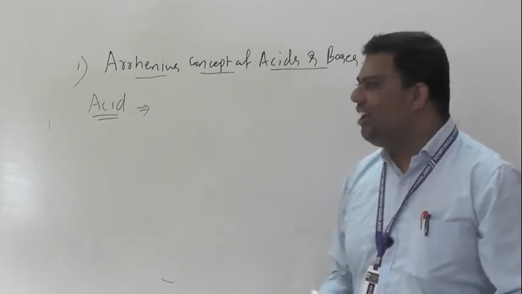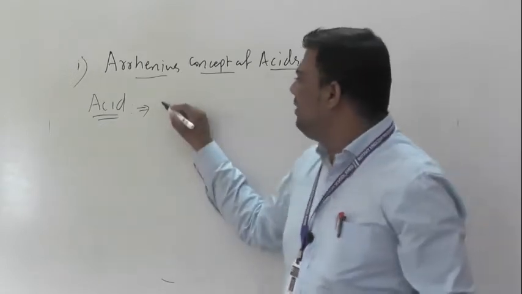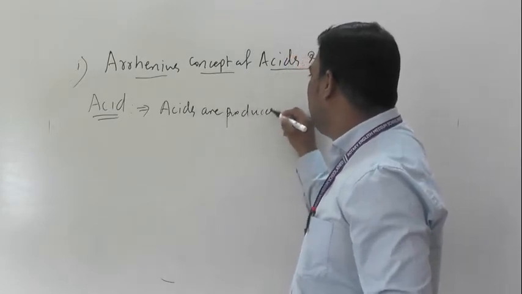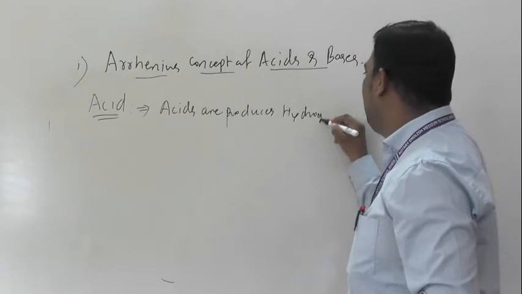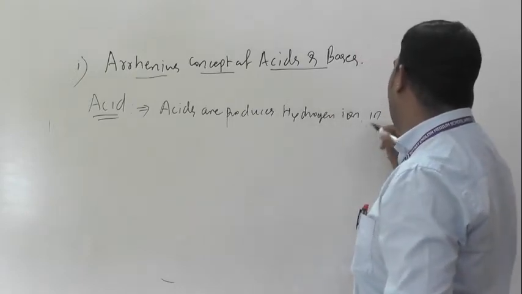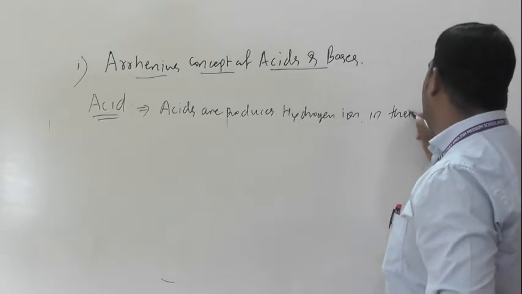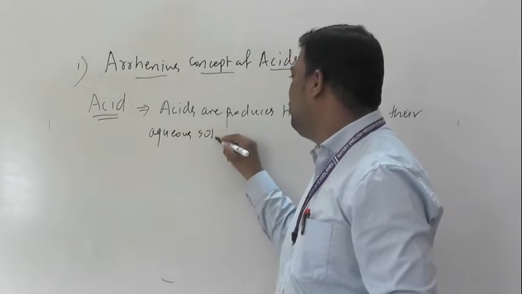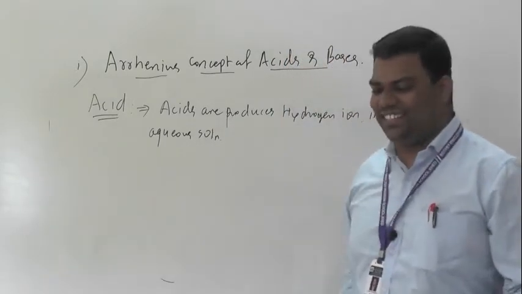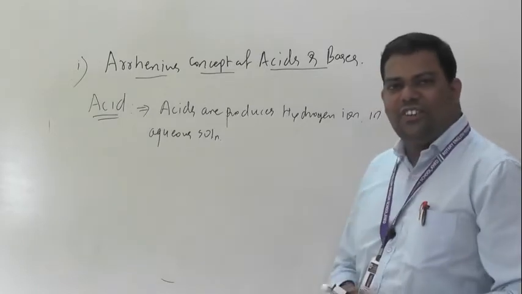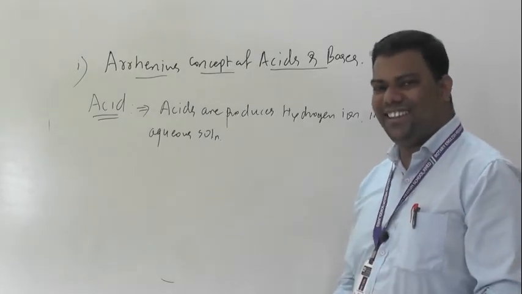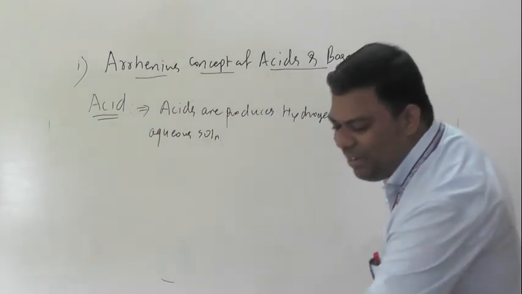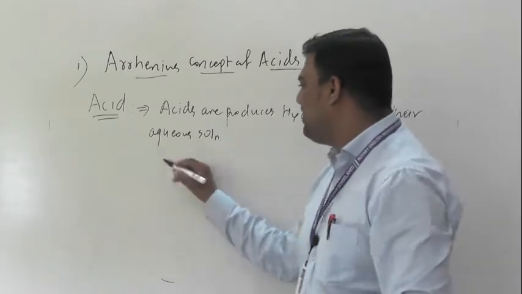What are acids according to the Arrhenius concept? Acids are substances that produce hydrogen ions in their aqueous solutions. Understood? H plus ions are produced where? In aqueous solution. So we will see some examples.